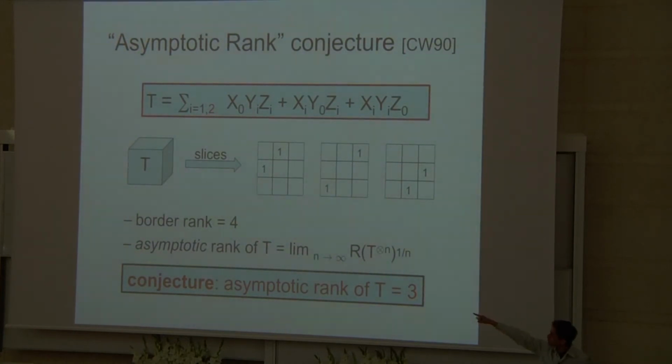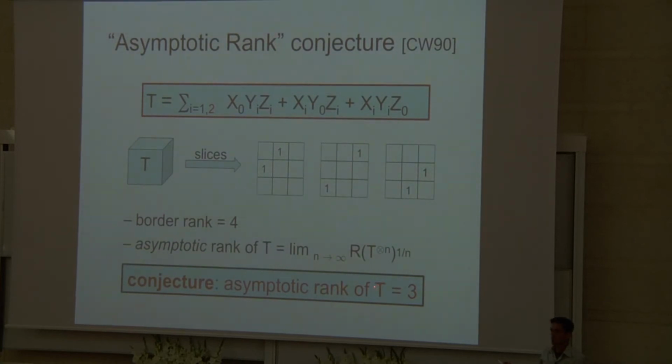And the border rank of this tensor is 4. It's known to be exactly 4. But there's a question about the asymptotic rank. So if you take the limit of high tensor powers of this tensor and then take the nth root of that rank, that's a quantity which is at most 4, because the border rank is 4. But it could be smaller, and in fact it could be 3. So if the asymptotic rank of this tensor is 3 instead of 4, then the exponent is 2, which is a pleasing sort of situation.